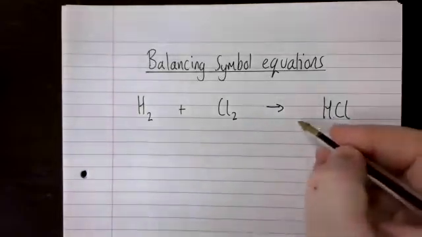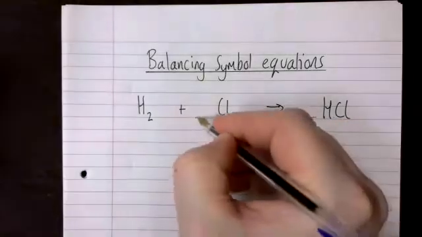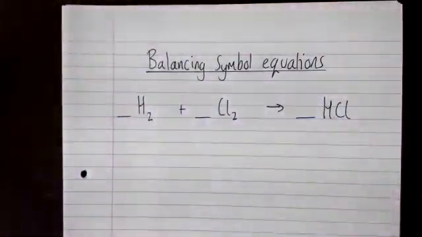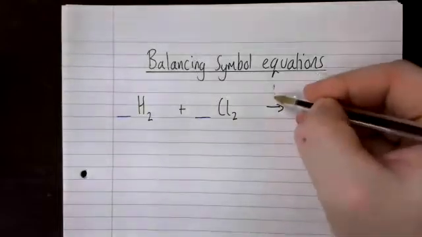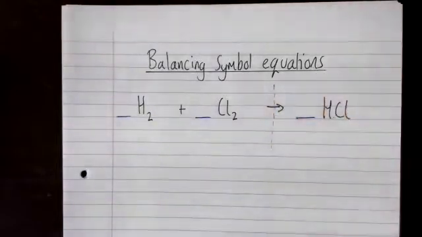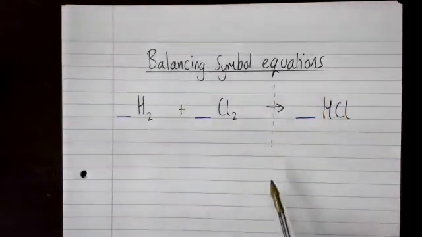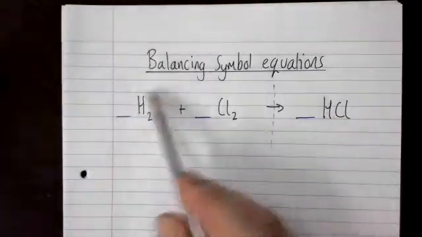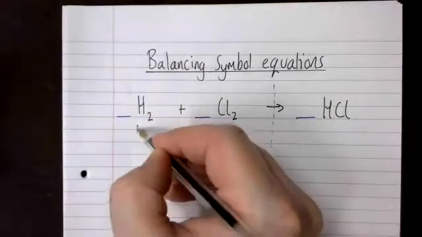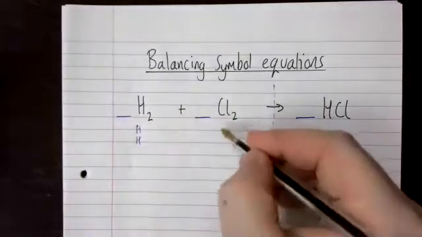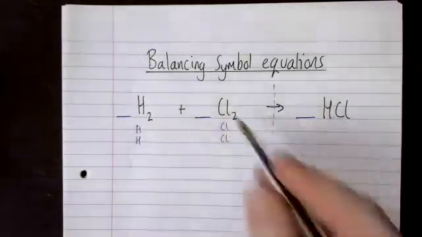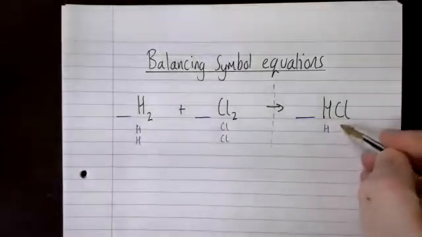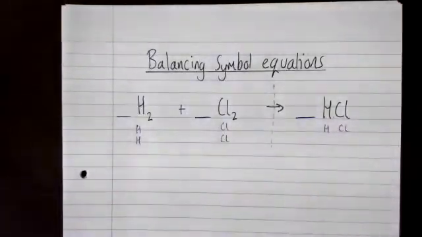So the only thing we can do is put numbers in front of these to change the quantities that we have. What I then do is I imagine a line down here, and then I just start to have a little look to see what we've got. So we've got two hydrogens over here because H2 means there's two hydrogens, two chlorines over here because Cl2 means two chlorines. We've only got one hydrogen here and one chlorine there, okay?